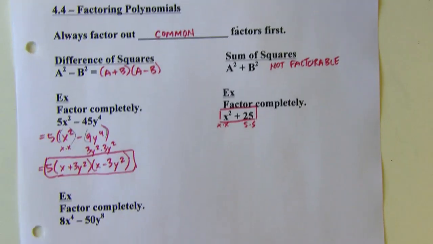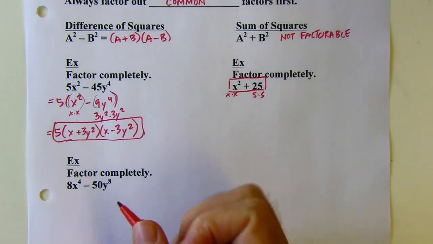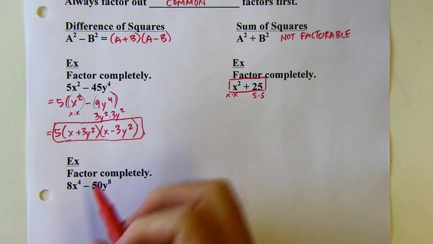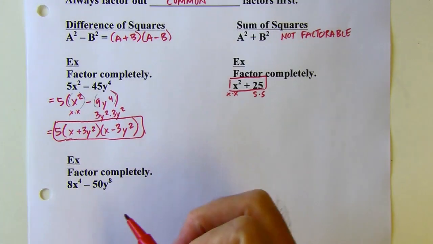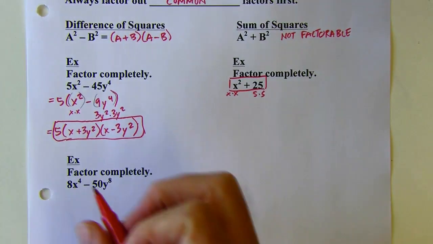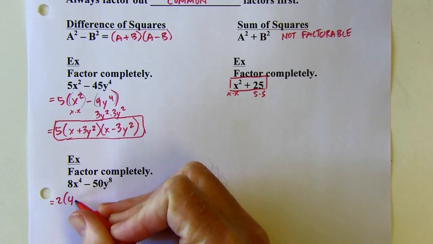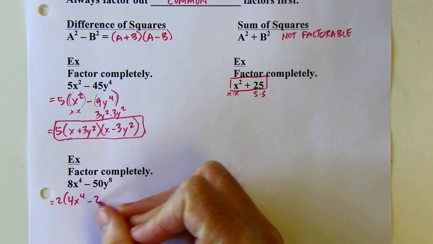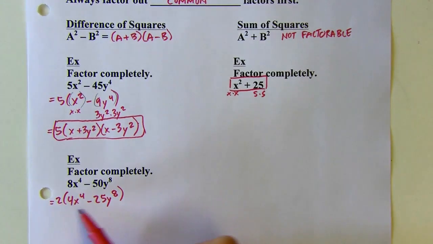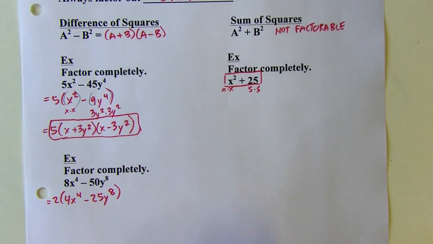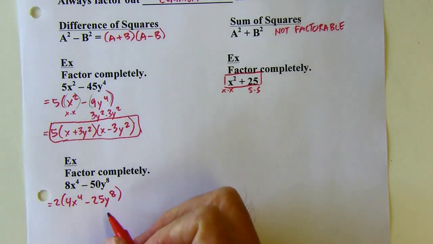All right, let's factor this one. I'm looking for a common factor. These are both even numbers, so I know 2 goes into both of those. Let's see what happens when we factor out a 2. Then I'm thinking, does anything go into 4 and 25? Nope. So I'm done with the common factors. But I've still got a difference of squares.